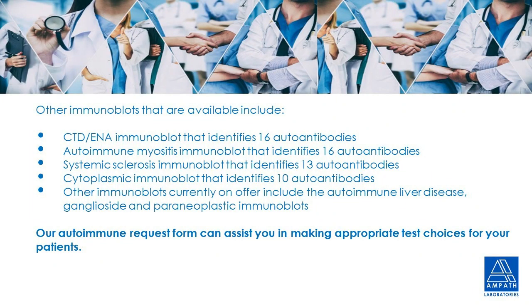Immunoblots that are available and are relevant to this topic include the CTD ANA immunoblot that identifies 16 autoantibodies, the autoimmune myositis immunoblot that identifies 16 autoantibodies, the systemic sclerosis immunoblot that identifies 13 autoantibodies, and the cytoplasmic immunoblot that identifies 10 autoantibodies. Other immunoblots currently on offer include the autoimmune liver blot, ganglioside, and paraneoplastic immunoblots.